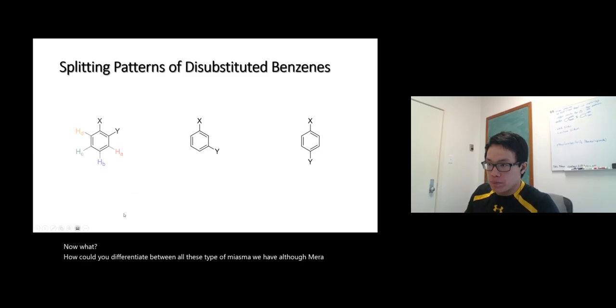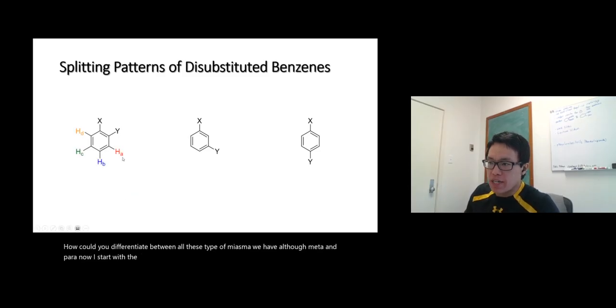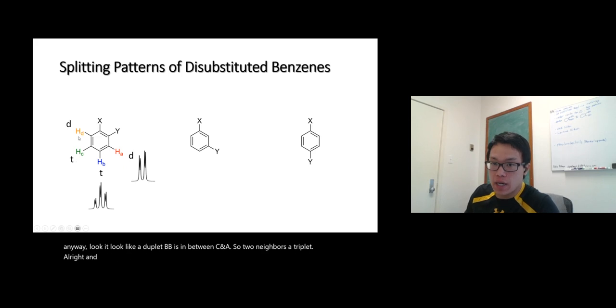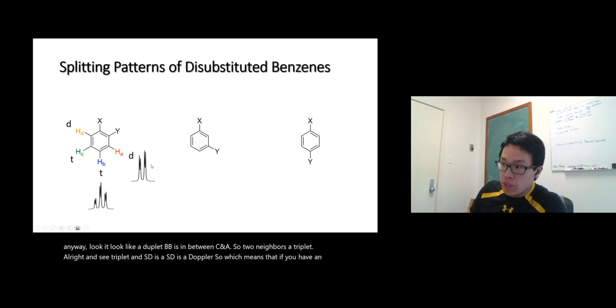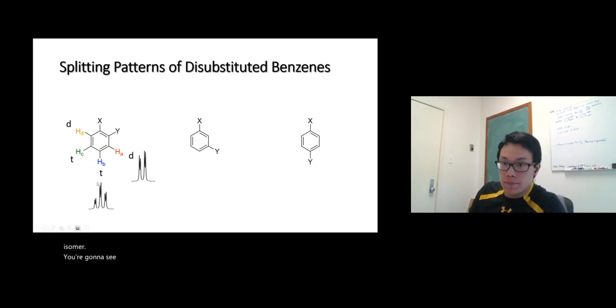Start with the ortho. What's the spin multiplicity of HA? One neighbor, so a doublet. If I zoom in a little, you can see the jaggedness in the middle, but anyway, it looks like a doublet. HB is in between HC and HA, so 2 neighbors, a triplet. HC is a triplet, and HD is a doublet. So if you have an ortho isomer, you're going to see 2 doublets and 2 triplets.